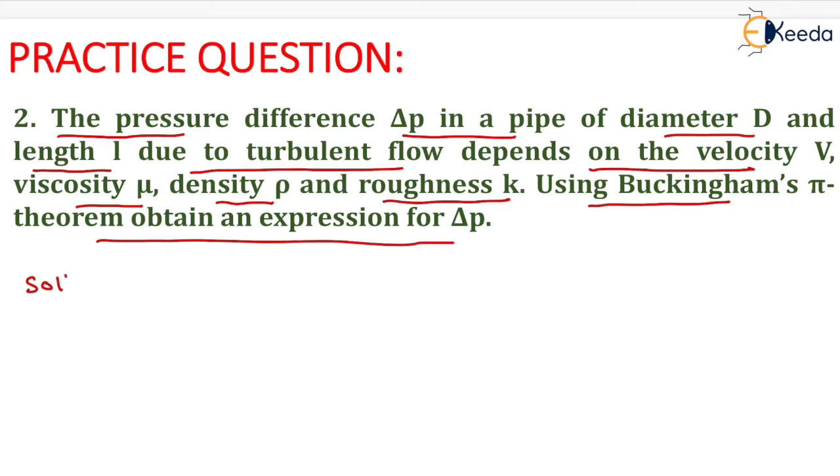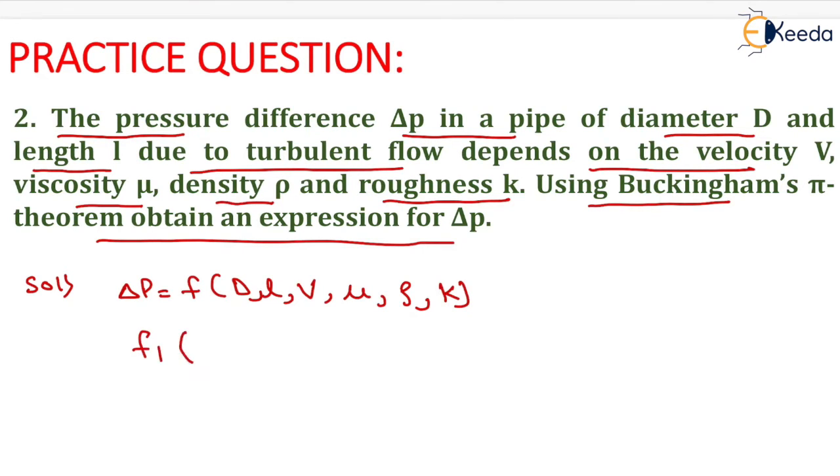Now we know that delta P is a function of diameter d, length L, velocity v, viscosity mu, density rho and roughness k. So we can write it as F1 is a function of delta P, d, L, v, mu, rho, k equals to 0.